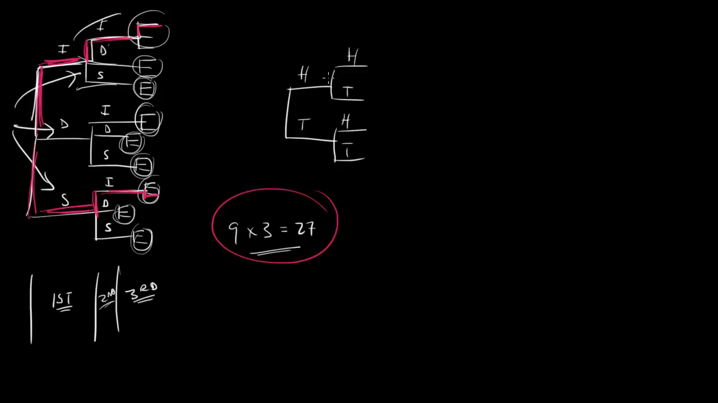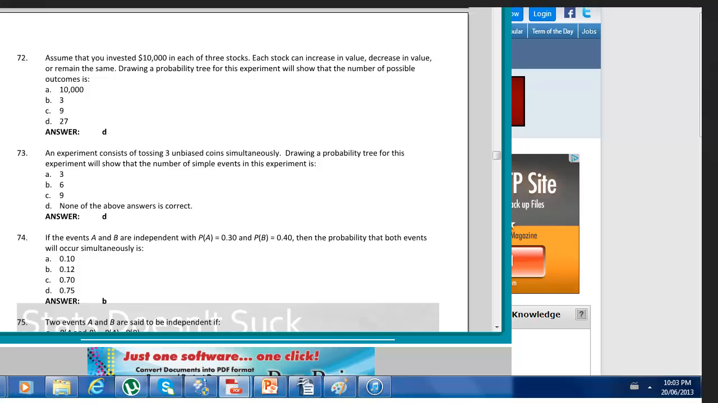Depending on what's happened with the first coin, I either have heads first and then heads or tails, or I have tails first and then heads or tails. And then the third coin will be heads or tails the whole way through. So it's going to be 2, 4, 6, 8. And 8's not on there, so none of the above is correct.